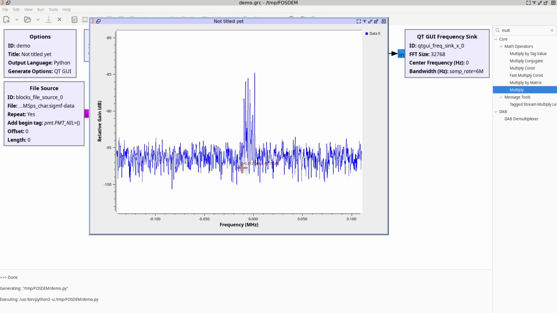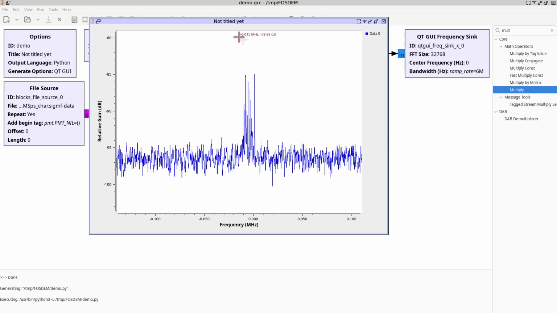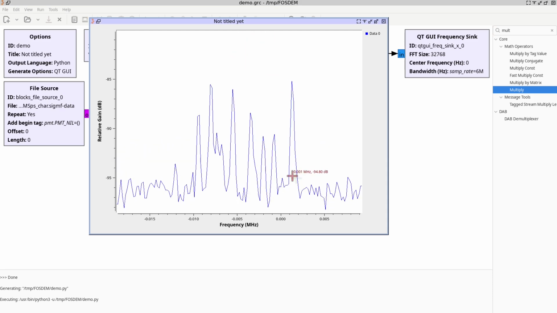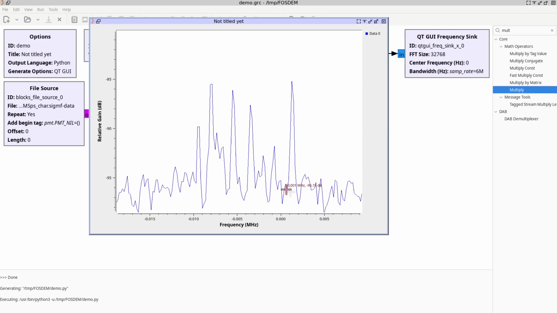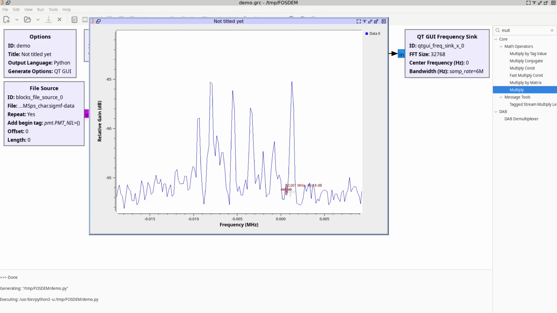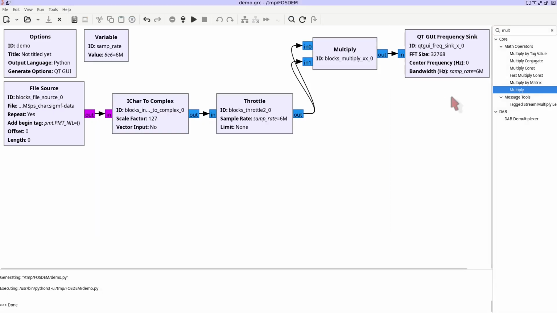So these are the various BPSK modulated signals, each one of them offset by the Doppler shift, and the mean offset is due to the local oscillator of the B210 being a little bit off. So probably we have something in our signal.